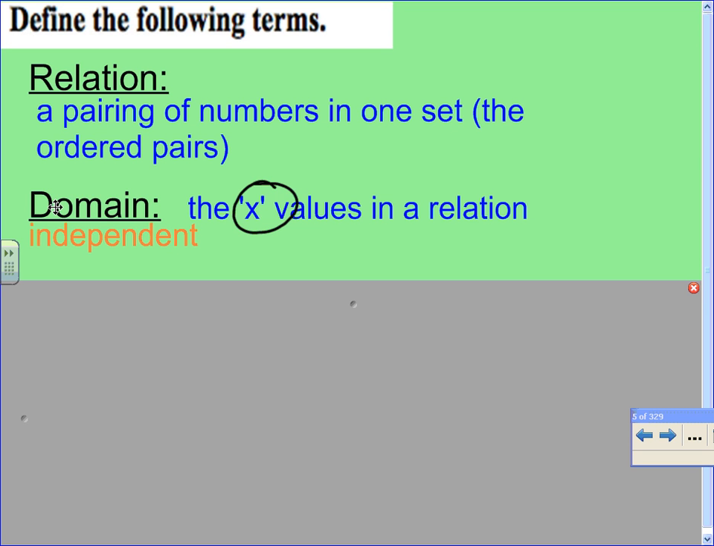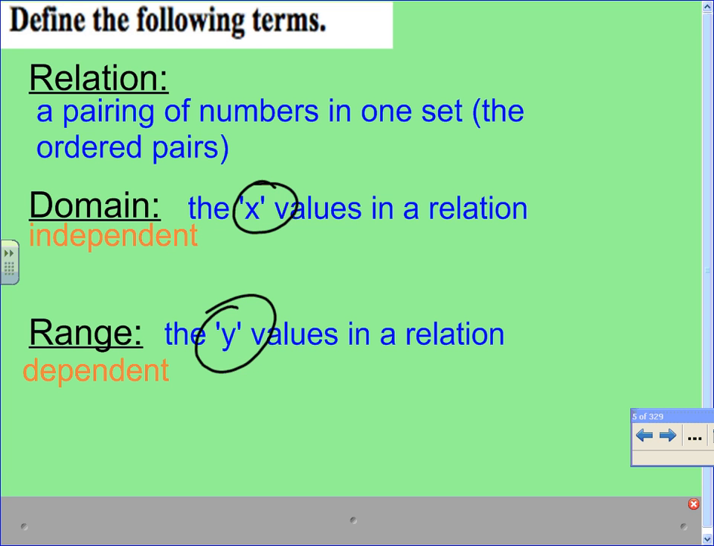Now, I'm going to take this a step further. The domain is typically time. Your x value, which is your independent variable, is something you can't control, okay? We know how many hours in a day. We know how many minutes are in a day. We know how many seconds are in a day. We can't change that. So your domain, which is your independent variable, is something that we cannot control. It is completely independent of anything else.